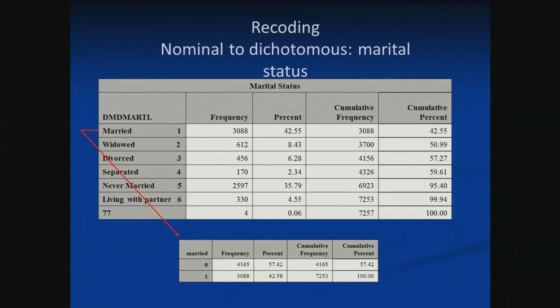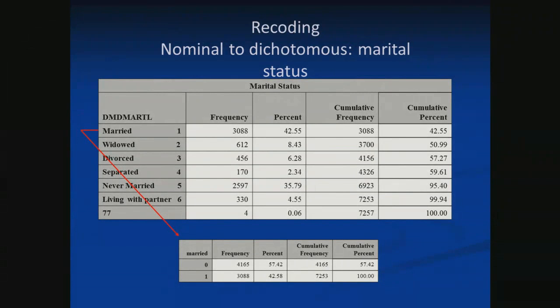So why use binary variables? Well, if I put this DMDMARTL variable in my model, even when I clean out the 77, I will get an odds ratio or relative risk or whatever, depending on the model I put in, that is going to tell me the effect of every jump. So going from married to widowed will give me this amount of risk for my outcome.